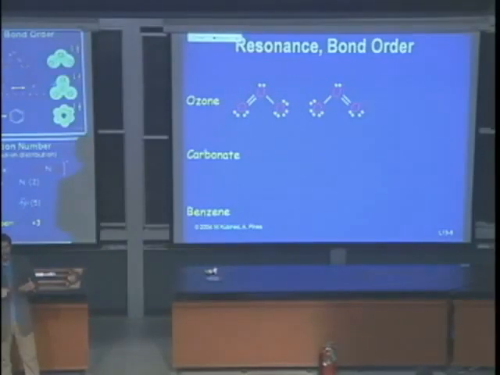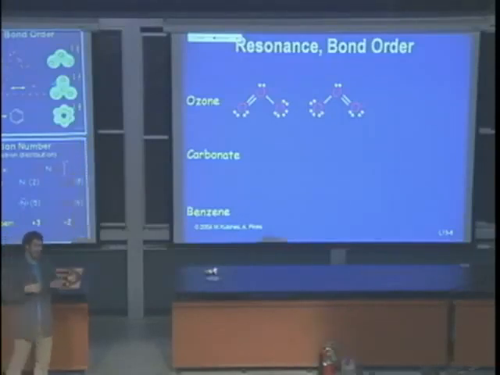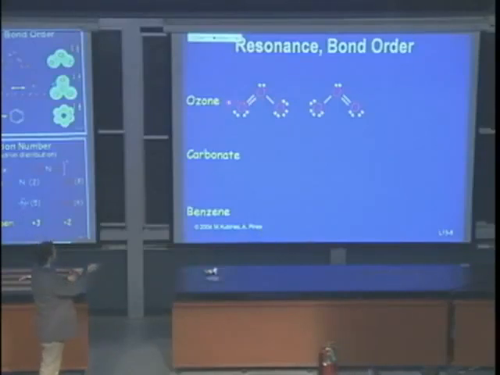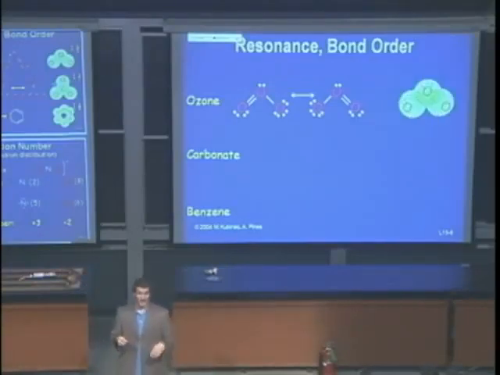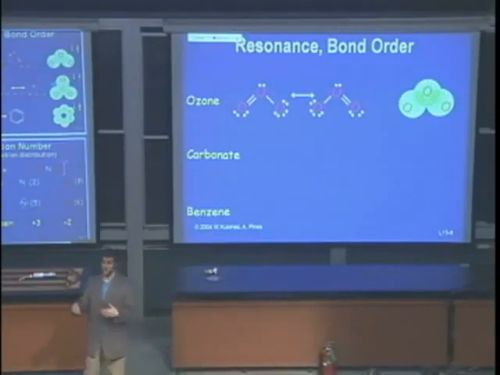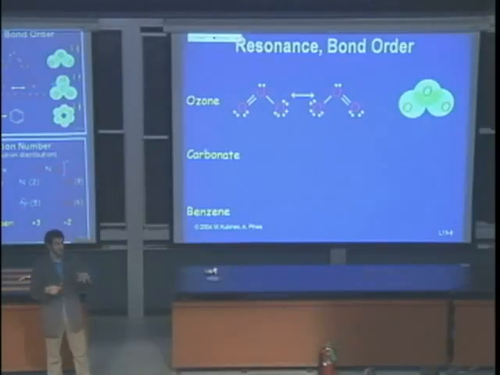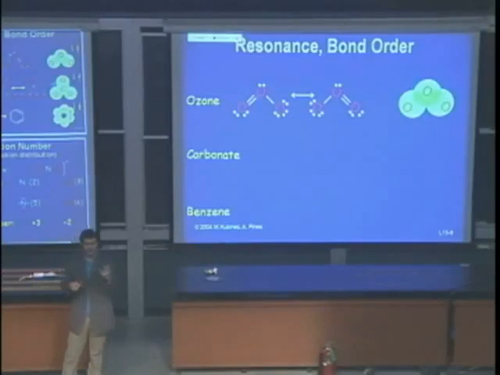Now, ozone doesn't know Lewis theory. Ozone doesn't know that it should have a double bond or a single bond, right? So what we actually observe is somewhere between these two cases. We see an average of our resonance structures is what gives us the accurate description. If we were to look at ozone with spectroscopy or something, we would see that it actually has equal oxygen-oxygen bond lengths.